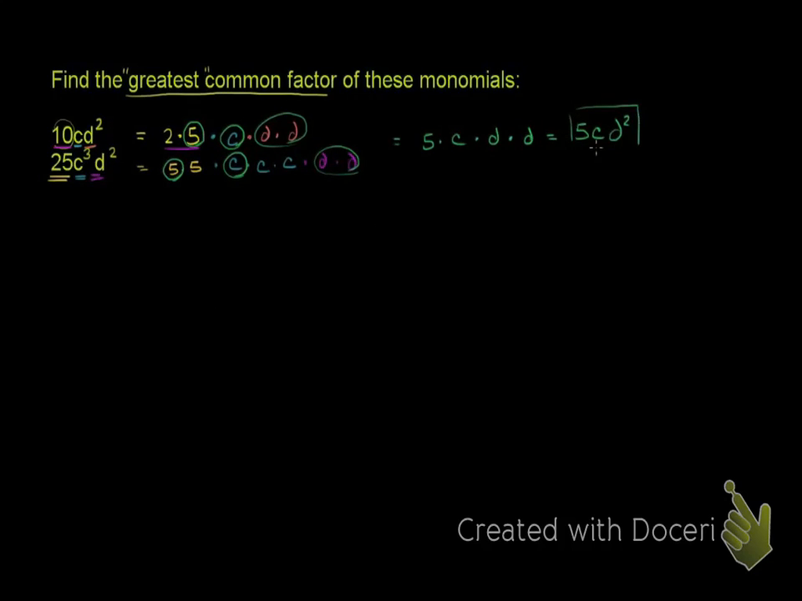And so 5cd squared, we can view it as the greatest, but I'll put that in quotes, depending on whether c is negative or positive and d is greater than or less than 0. But this is the greatest common factor of these two monomials. It's divisible into both of them, and it uses the most factors possible.